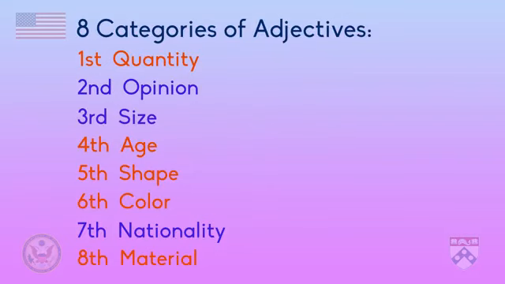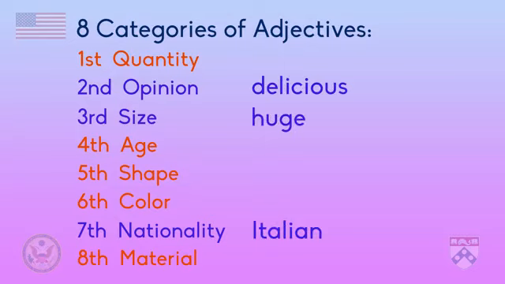So which comes first? Let's look back at our categories. First comes opinion adjectives, then size adjectives, and then nationality adjectives. In other words, you sell delicious, huge Italian pizzas.